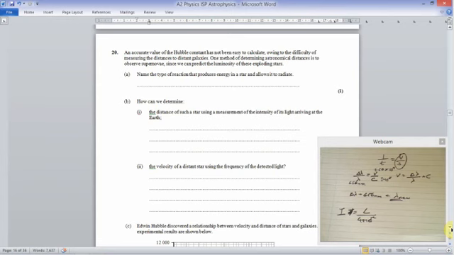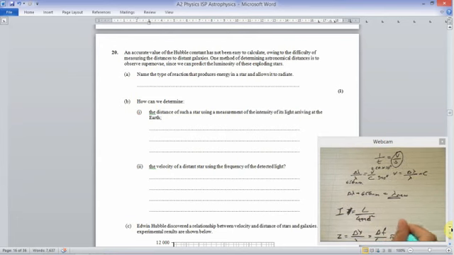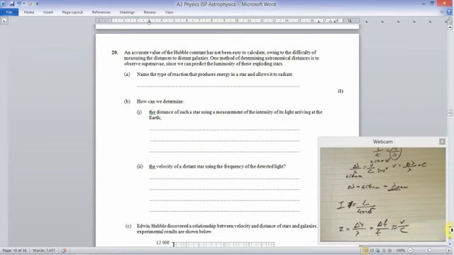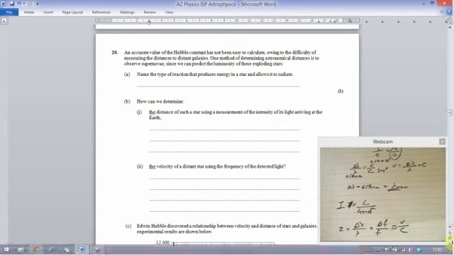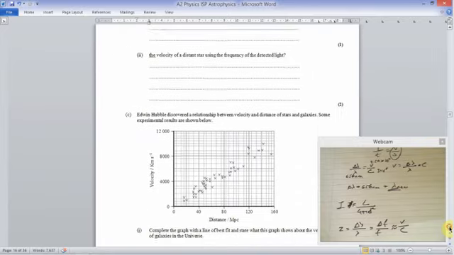Determine the velocity of a distant star using the frequency of detected light. So if you're determining velocity, remember you've got to figure out the redshift value, so you figure out the frequency and compare that with the frequency from the lab. The change in frequency will therefore give you the velocity. So essentially we're using this idea over here: change in frequency over frequency is approximately equal to v over c. That's the equation we're using for the second part. Pretty straightforward questions for a couple of marks.